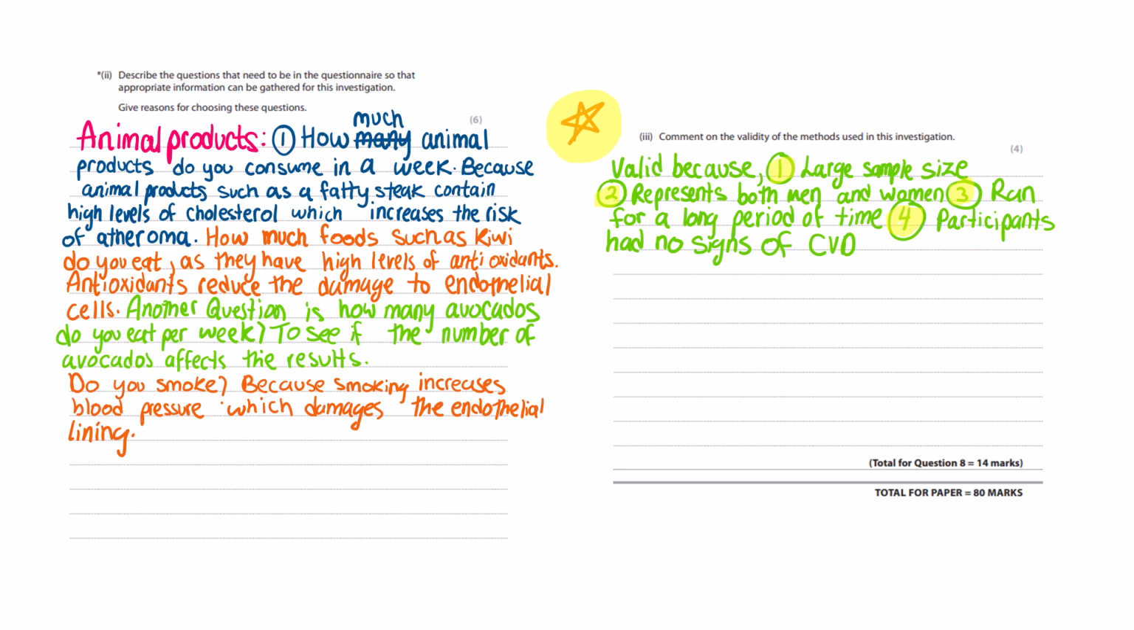Now the final question, comment on the validity of the methods used in this investigation. For these questions, you can usually go that the question is valid or it's not valid. However, for the purpose of this question, I chose that it's valid. You can also say that it's invalid for multiple other reasons, which is also appropriate and also reasonable. So it's valid because there's a large sample size, okay, and it represents both men and women. And it's also ran for a long period of time. 30 years is a good amount. And also, participants in the beginning had no signs of coronary heart disease.